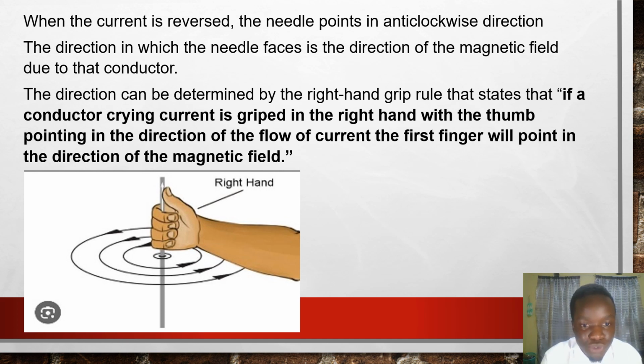In the next video we'll see how the magnetic field appears experimentally.